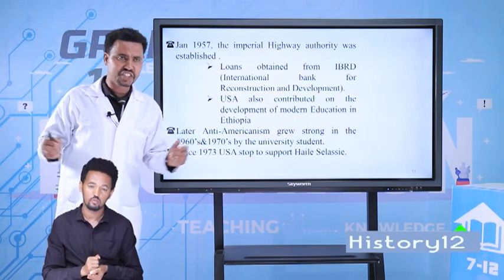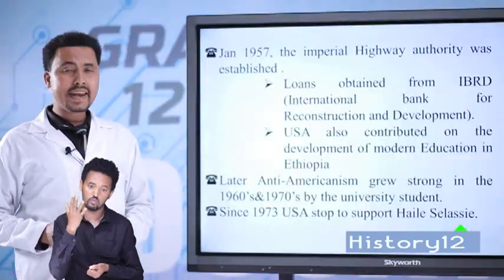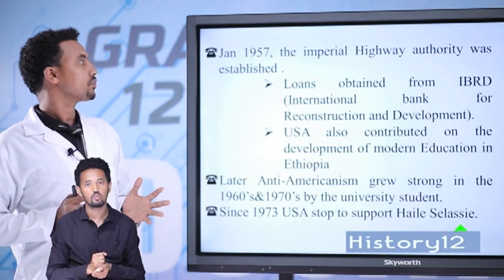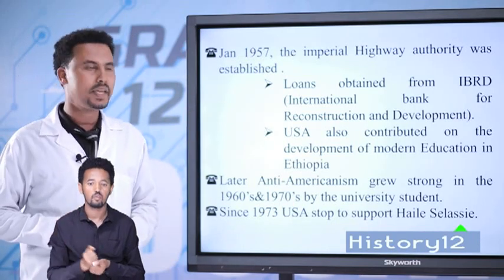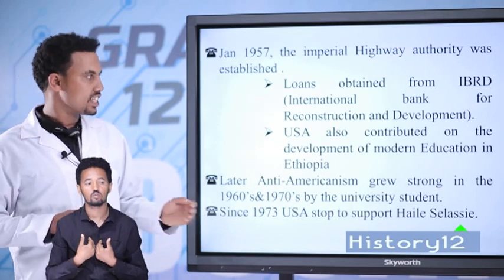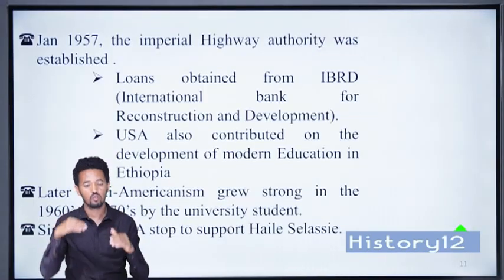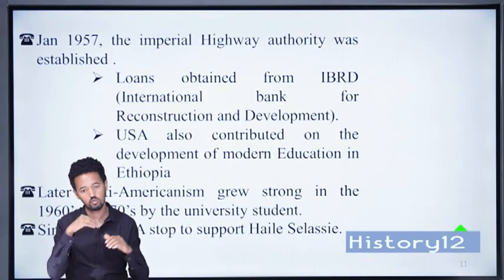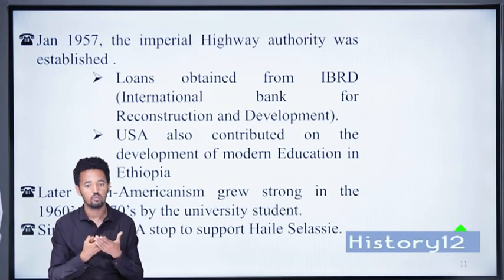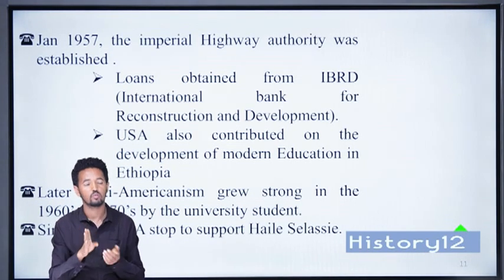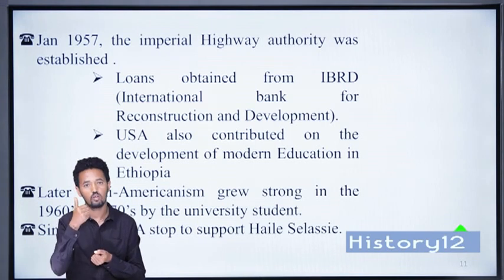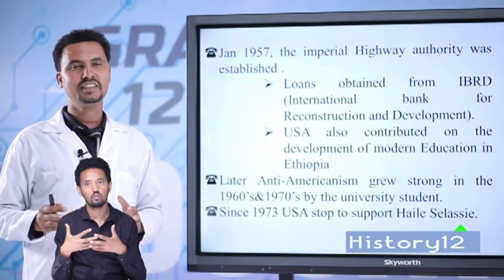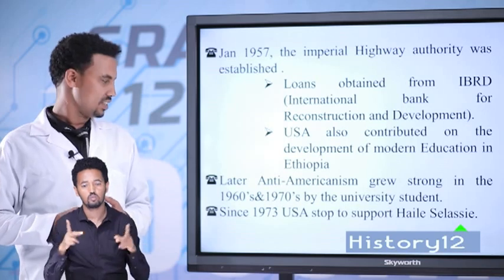In 1957, the Imperial High Authority was established. The loan was obtained from the IBRD, or International Bank for Reconstruction and Development. The US also contributed to the development of modern education in Ethiopia. Later, anti-American propaganda expanded in different parts of the country.